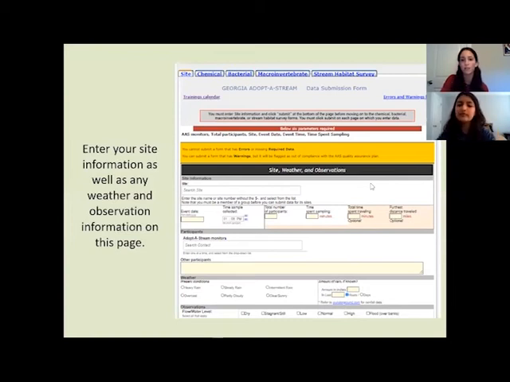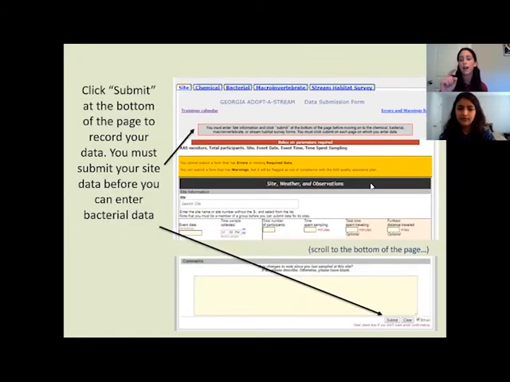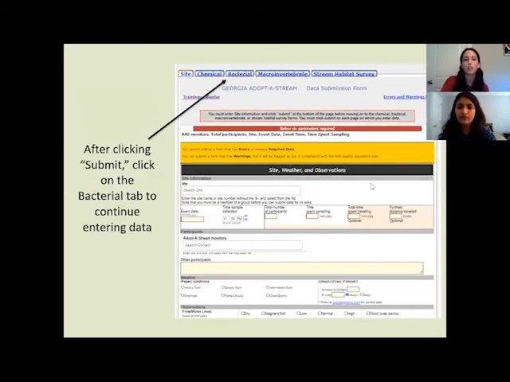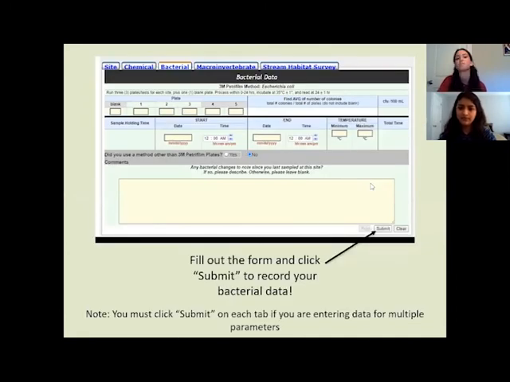It starts on the site information. So you'll fill out all of the information for your site, like your group number, your site number, all that, the weather conditions and those observations that we talked about. You have to fill all of this out first and then click submit at the bottom of the page, scroll all the way down, click submit before you can enter any other data, bacterial, chemical, whatever it be. So submit your site data first, and then you can click on the tab at the top for bacterial, and it'll take you to the bacterial form. And so you just fill all that out straight from your data sheet and click submit.